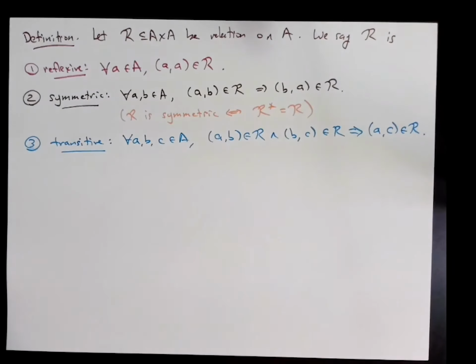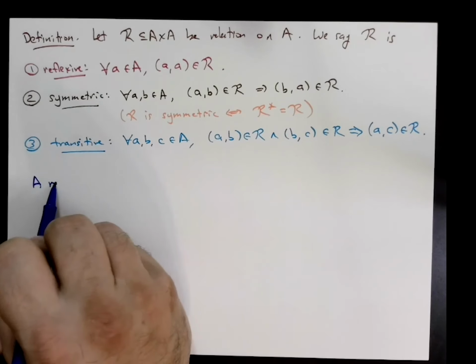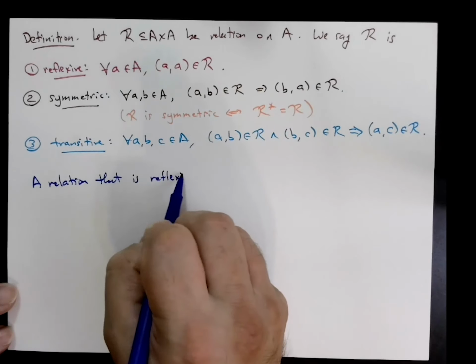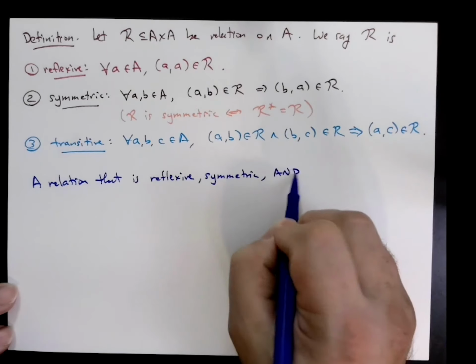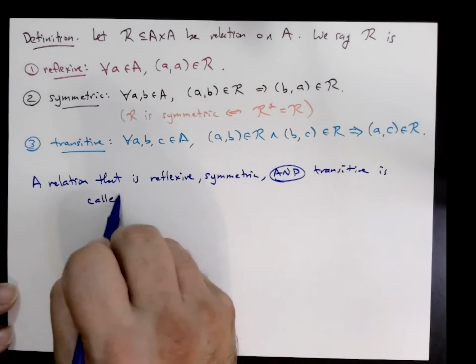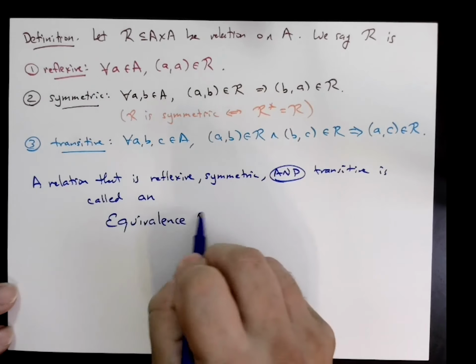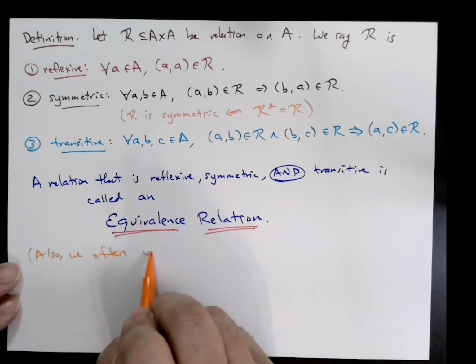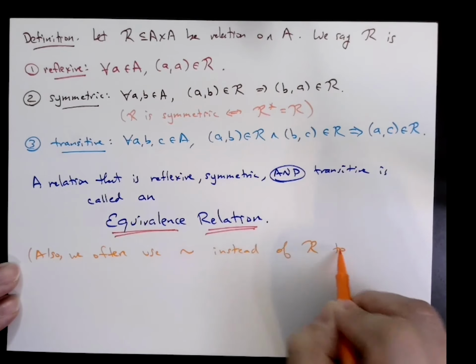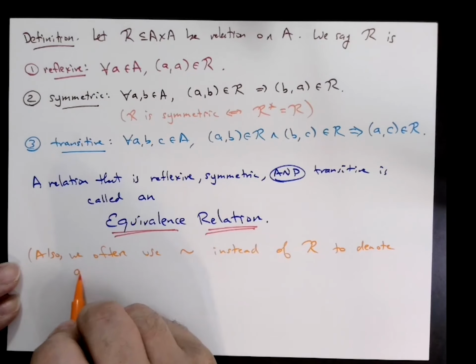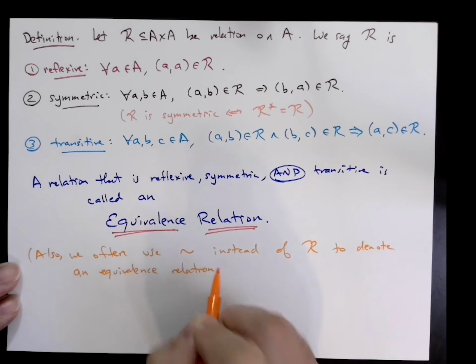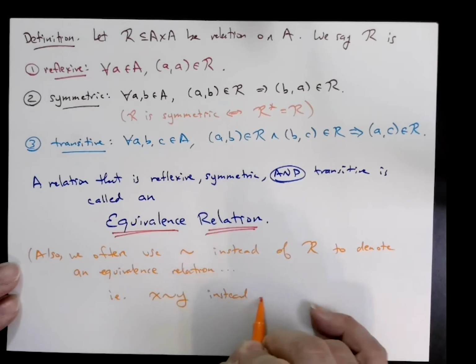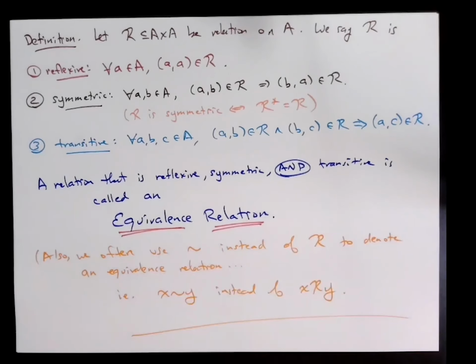Finally, we say a relation is transitive if for any a, b, c in the set A, whenever the pair (a, b) is in R and the pair (b, c) is in R, then we get that the pair (a, c) is in R. A relation that is reflexive, symmetric, and transitive is called an equivalence relation. When R is an equivalence relation, we sometimes write it with this little curly line, which is \sim in LaTeX.